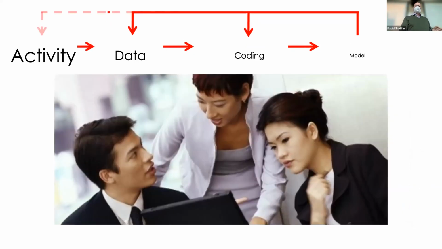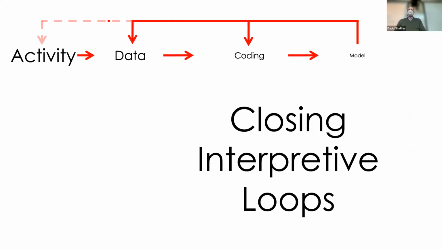Ideally, we'd like to go back to the activity, but of course, that's a little more difficult, mostly because activities don't repeat themselves in the world twice, only data does. This, by the way, is what we call in quantitative ethnography closing the interpretive loops. That is being able to go back to the thing that we were interpreting or to the thing that we were modeling to check that our model makes sense.